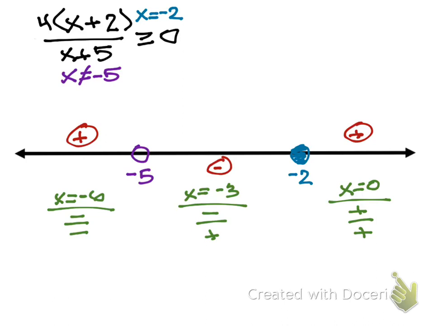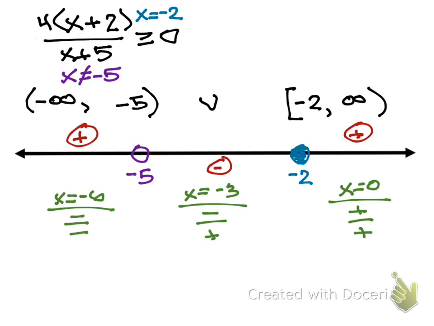The interval that we were looking for was greater than or equal to 0. So here, negative infinity to negative 5 with a parenthesis. Again, remember, even though this is greater than or equal to, the negative 5 has to have a parenthesis because it's a restriction. Union, and then a bracket from negative 2 to infinity.